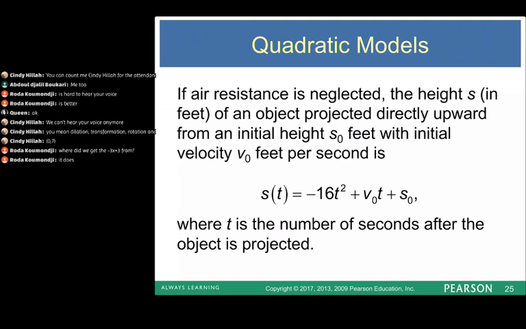Let's see, here's an example of an application of a quadratic. It says, if air resistance is neglected, the height s in feet of an object projected directly upward from the initial height of s naught feet with the initial velocity of v naught feet per second is given by this. So this is just a position function where t is going to be the number of seconds after the object is projected. This is just a general formula for the position of an object based on time, given an initial position and an initial velocity. So this is just an application of a quadratic.